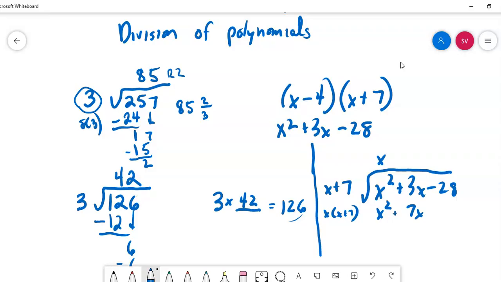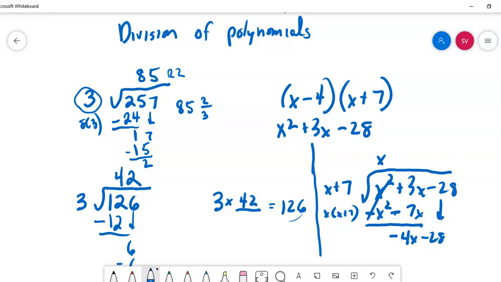However, you have to apply a minus sign to everything because you have to subtract. So when we subtract, it's going to change the sign of everything. So here you can see that our x squared and x squared cancel to 0. You get 3x minus 7x, which is minus 4x. And then we bring down the minus 28, just like we did over here. We subtracted and then brought down the 7. Well, that's equivalent to this right here.